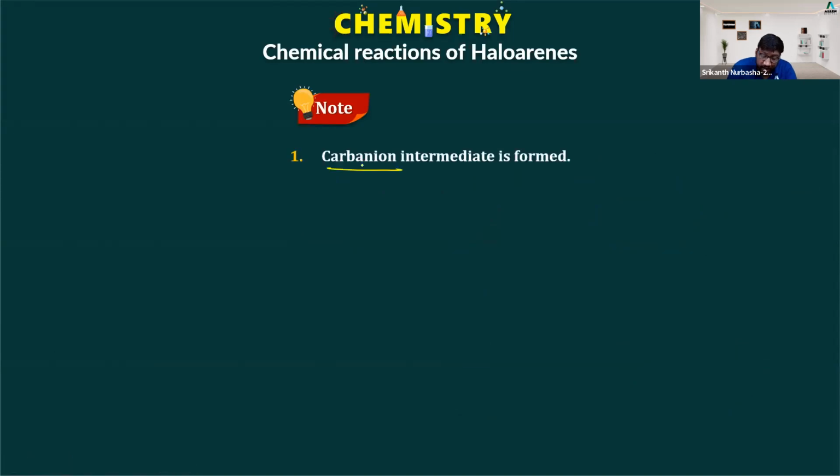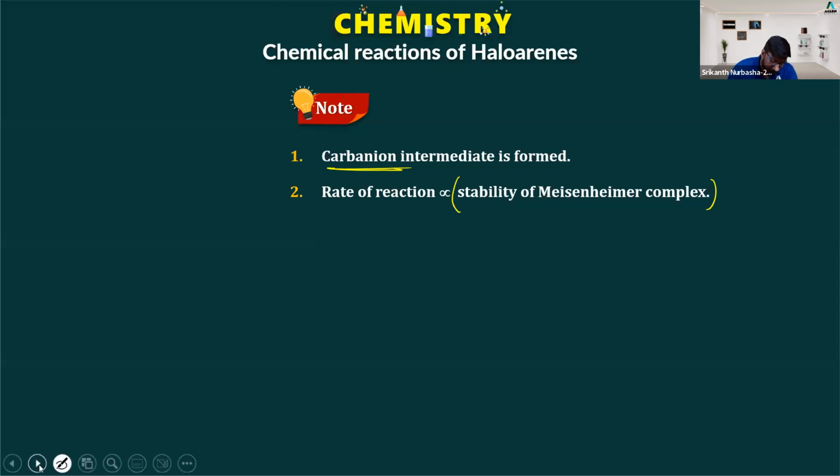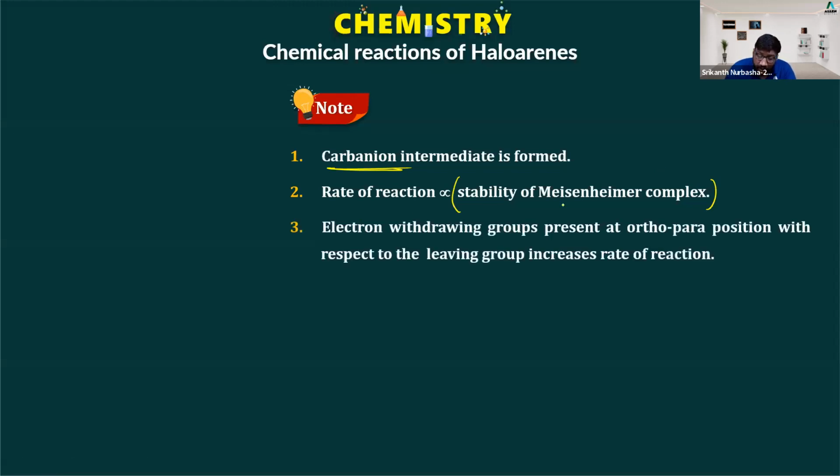Note, carbanion intermediate is formed. Rate of reaction is directly proportional to stability of Meisenheimer complex. The more stable the Meisenheimer complex, the more will be the rate of that particular reaction. So how can the stability of Meisenheimer complex be judged? Based on the number of electron withdrawing groups present at ortho and para positions. Electron withdrawing groups present at the ortho and para positions with respect to the leaving group increase the rate of reaction as they stabilize the Meisenheimer complex.